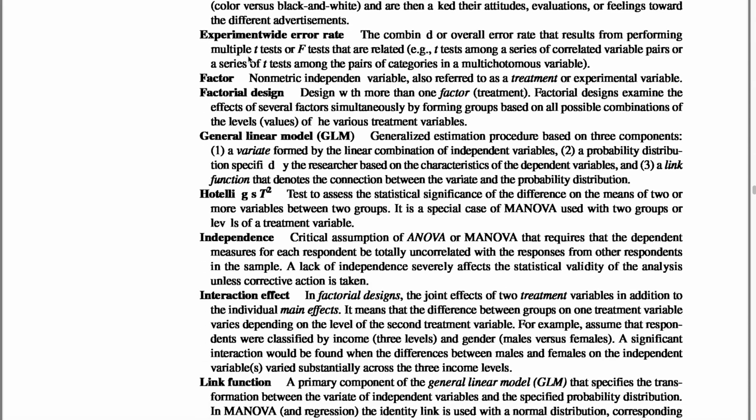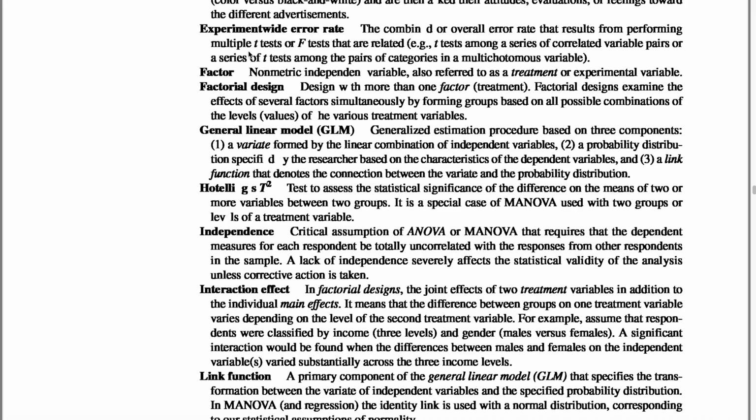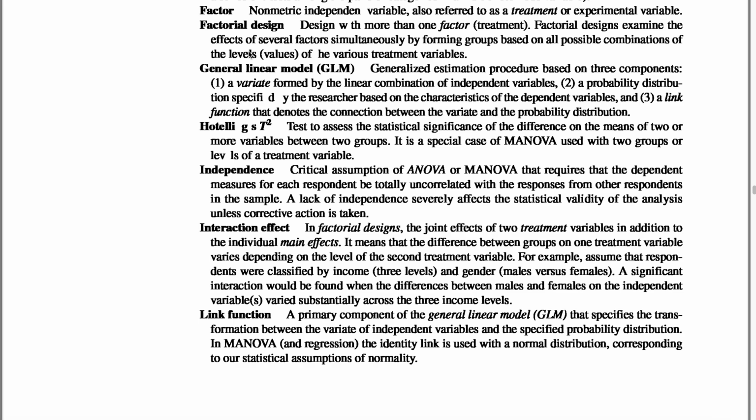Hotelling's T-square test. It assesses the statistical significance of the difference in the means of two or more variables between two groups. It is a special case of MANOVA with two groups or levels of the treatment variable. Independence. A critical assumption of ANOVA and MANOVA that requires that the dependent measurements for each respondent be totally uncorrelated with the responses from other respondents in the sample. A lack of independence severely affects the statistical validity of the analysis unless corrective action is taken.